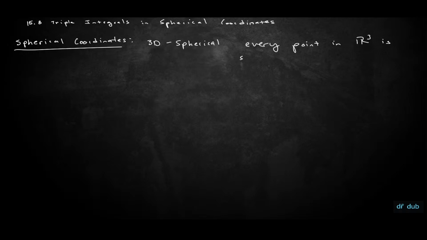And last time we went pretty in depth into coordinate systems. We said we have 2D Cartesian, 2D polar, 3D Cartesian, 3D cylindrical. Well, now we have 3D spherical. And that basically says every point in R3 is somewhere on a sphere.